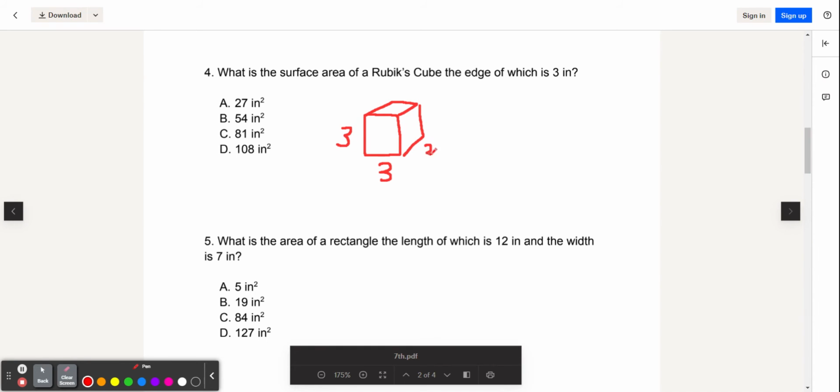3, 3, and 3. The edges are all the same length. Luckily for us, if the edges are the same, that means all the faces are the same. They're all going to be a square that is 3 inches by 3 inches, which is 9. The area of a face is 9.